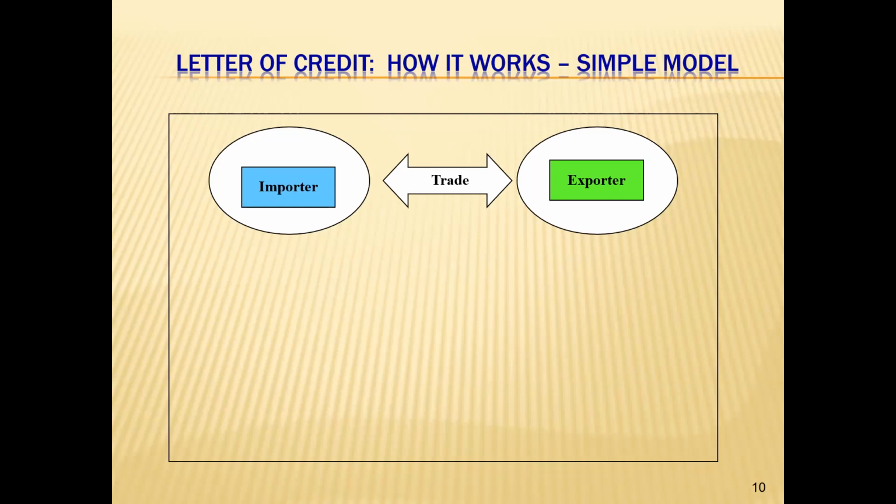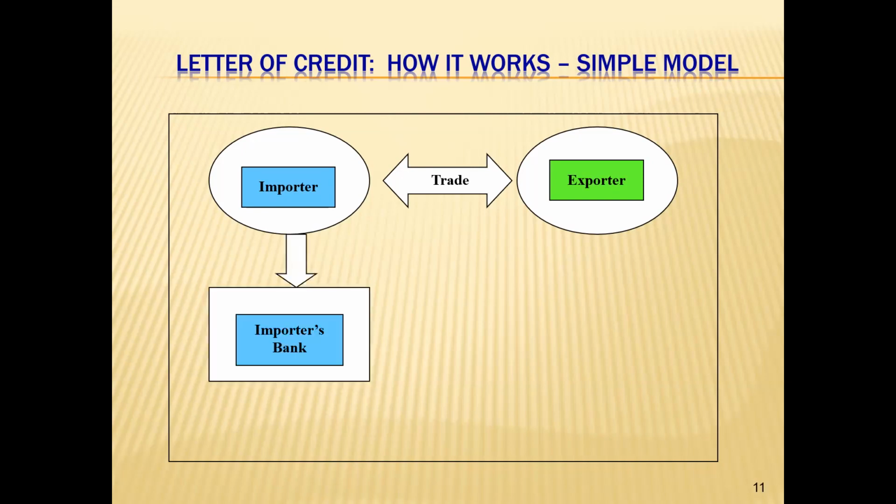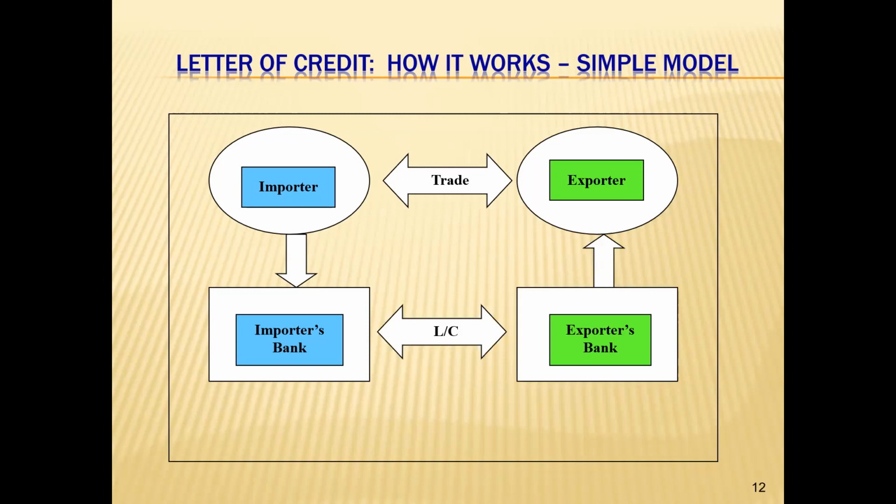And in this instance, for trade, we're using the letter of credit. So the importer would go into his or her bank first of all, and they would initiate the process of setting up the letter of credit. Okay, and the importer's bank would liaise with the exporter's bank, and that is where the letter of credit would be established between those two parties. So the importer's bank sets up the letter of credit.